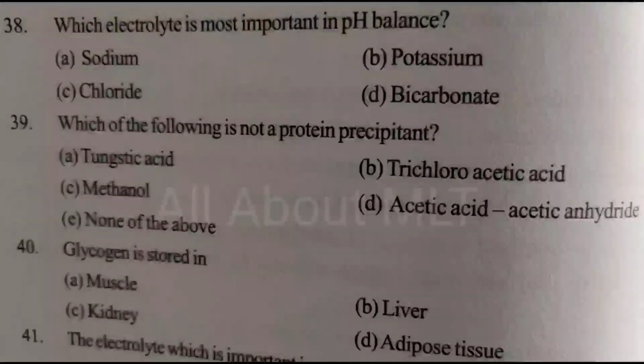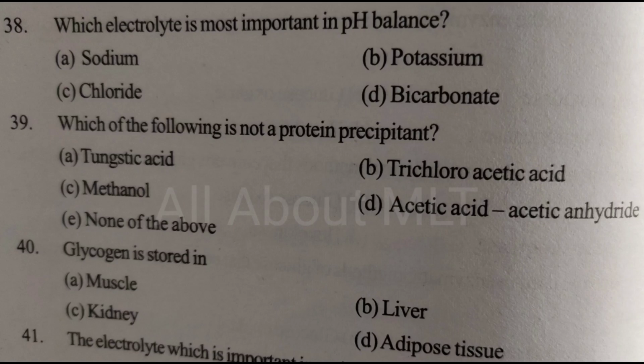Which of the following is not a protein precipitant? Option A, tungstic acid. Option B, trichloroacetic acid. Option C, methanol. Option D, acetic acid, acetic anhydride. Option E, none of the above. Answer is option E, none of the above.